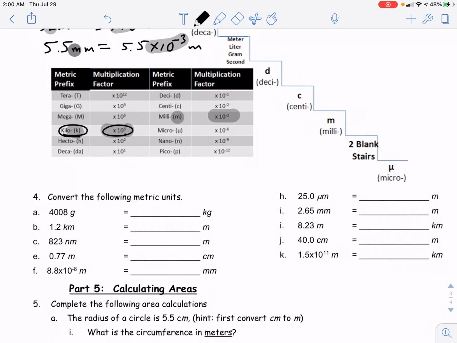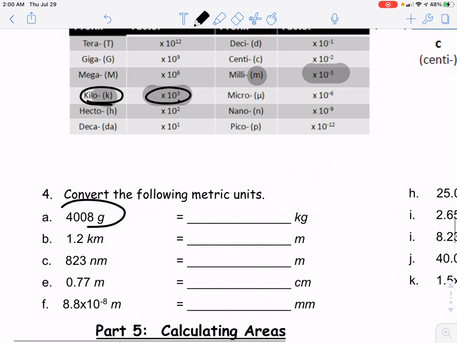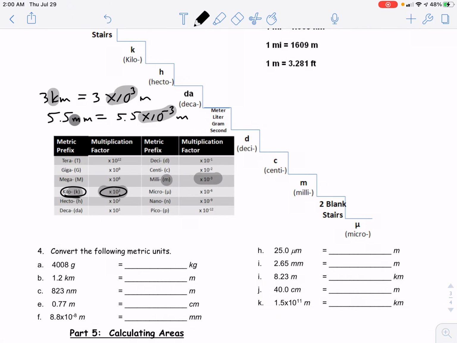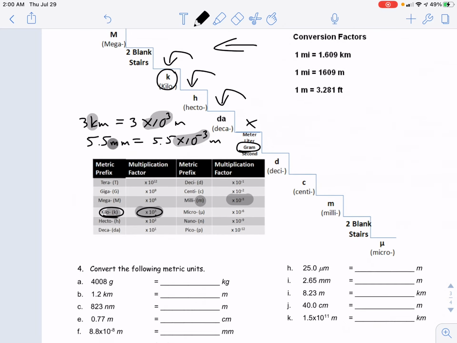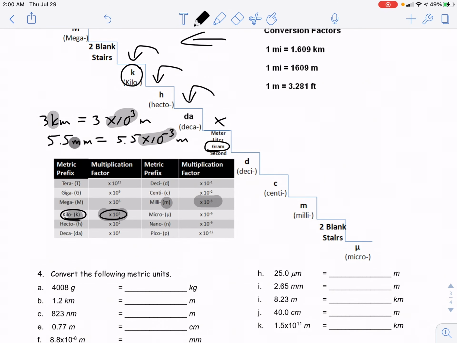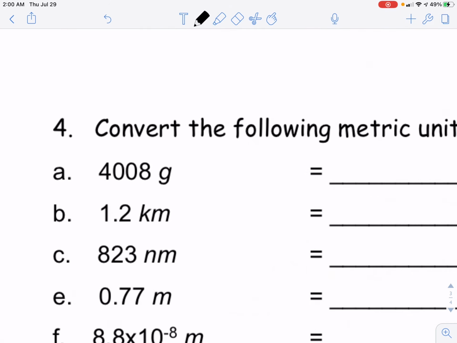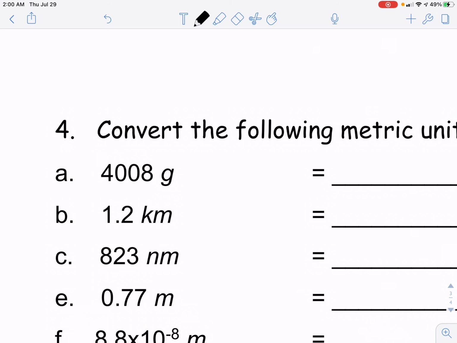In letter A, you have 4,008 grams and you want to convert that to kilograms. Okay, here's how we do that. Grams is here in the middle of the staircase, right here, and you want to go up to kilo. In order to do that, you have to go up 1, 2, 3 stairs to the left. Well, that's going to correspond to 3 movements of the decimal point to the left. The decimal point in 4008 is right here at the end.